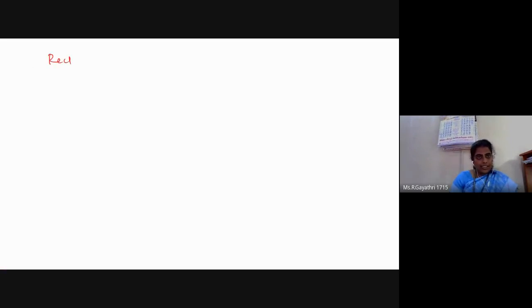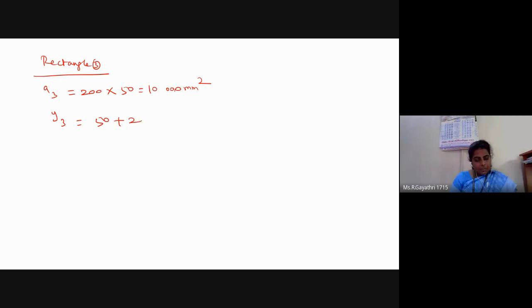A third rectangle. Rectangle 3. A3 is equal to 200 into 50, which is 10,000 mm square. Okay, Y3 is equal to 50 plus 200 and half depth, 50 by 2. 250 plus 25, 275 mm.